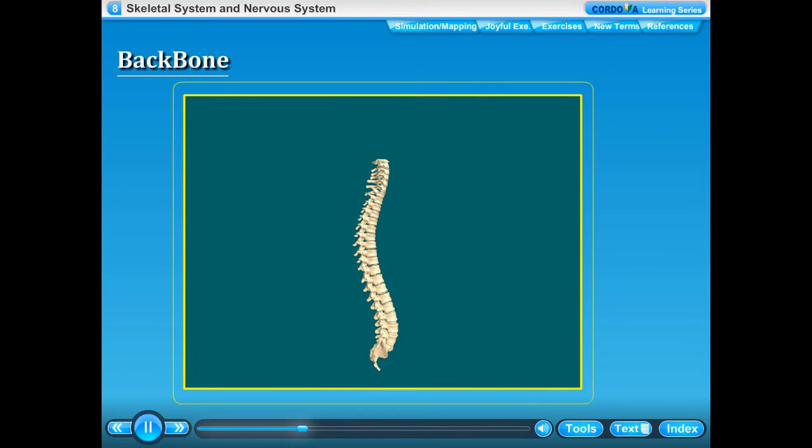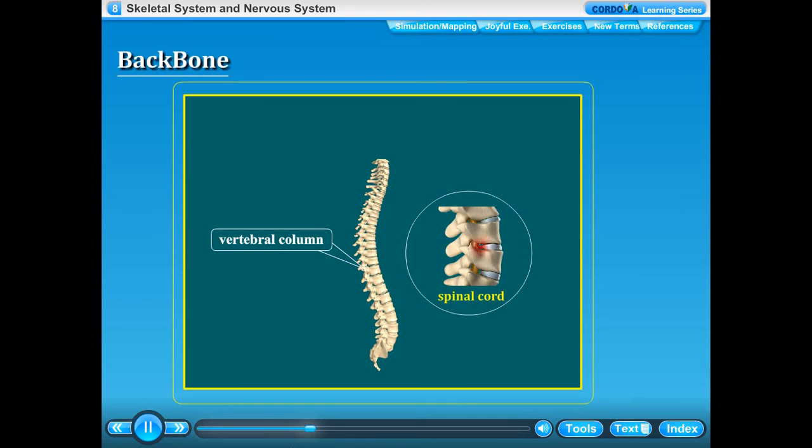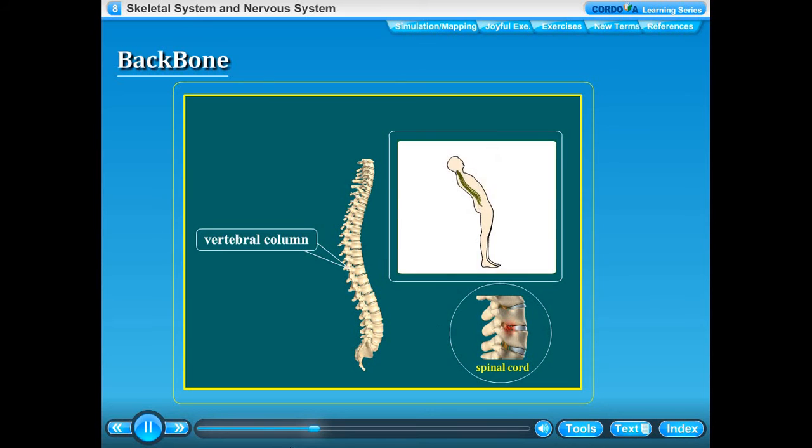Backbone. Our backbone is made up of 33 small bones called vertebrae. The vertebrae join together to form a strong column called the vertebral column. It is flexible and protects the delicate spinal cord.